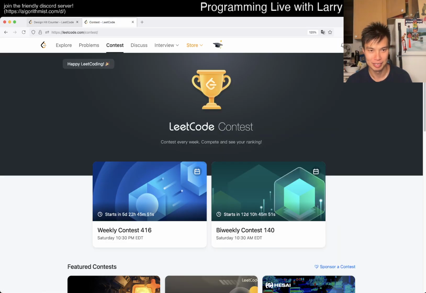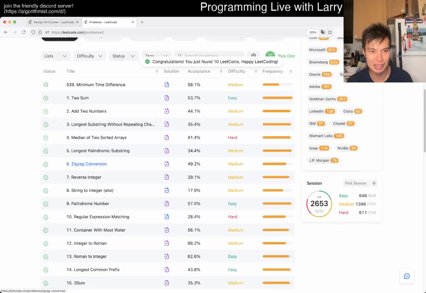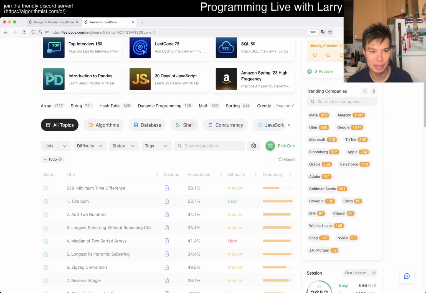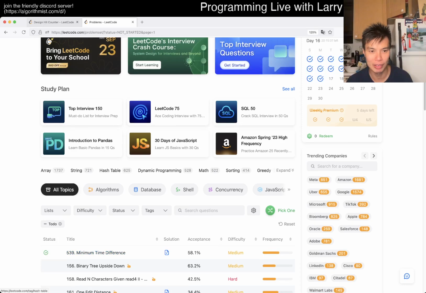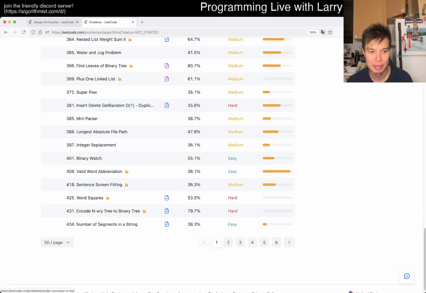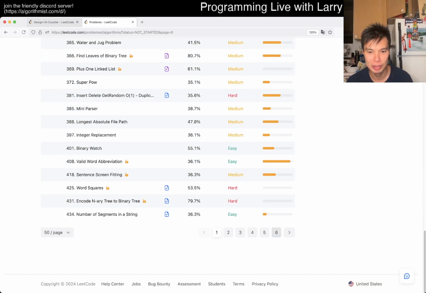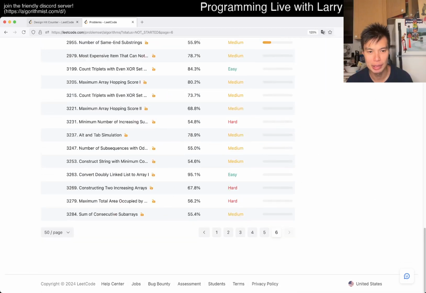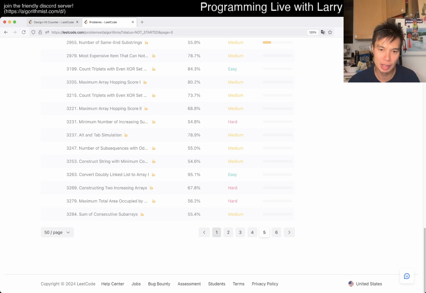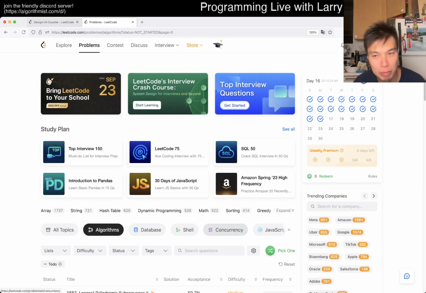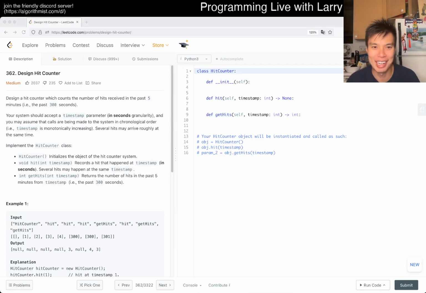Ooh, actually, there's a happy LeetCoding button, and if you click on it, you get 10 coins, so yay. Anyway, I want to see how many problems I have. Does it tell you how many you have to do? I guess 50 per page. Let me filter by that. We have 6 pages, so maybe only 300 problems that I haven't solved yet. So we have a lot of days left. Maybe a year left if I do one a day.